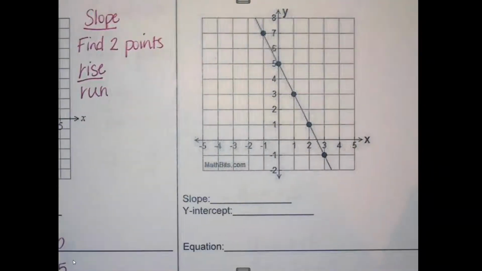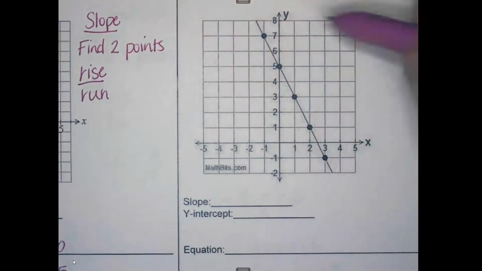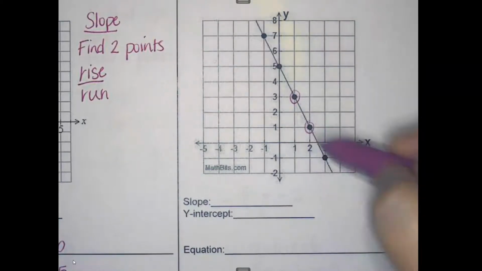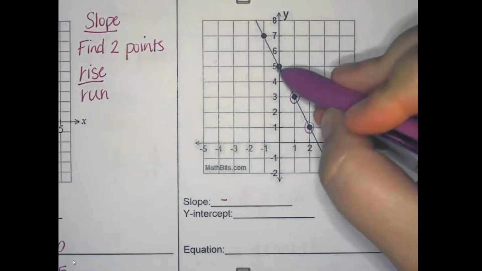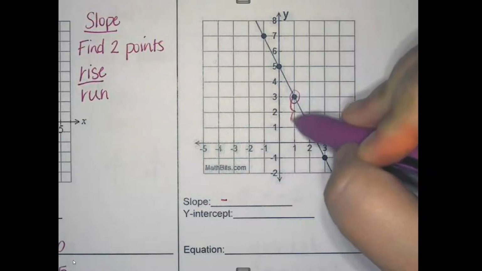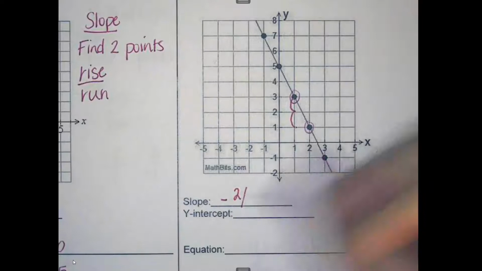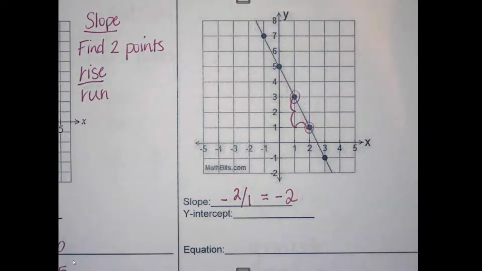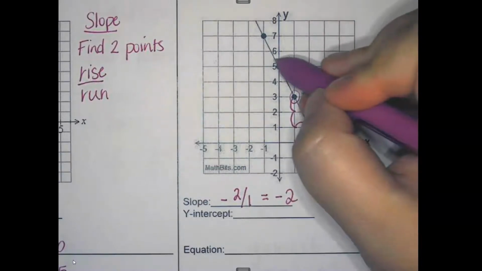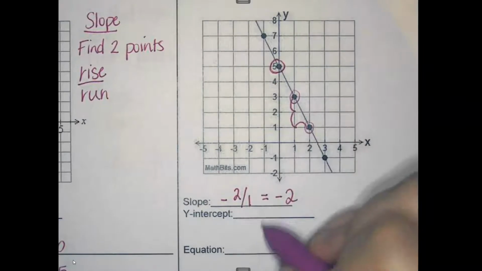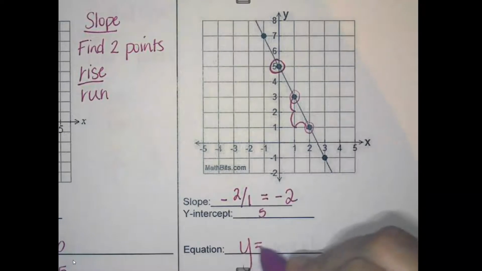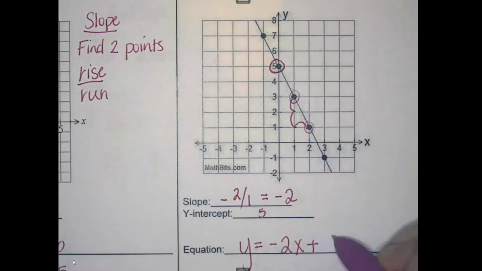All right, here's another one for us to look at. Find 2 points. I can see my line is going down, so it is negative. And it went down 2 and ran 1. So again, I have a slope of -2. My y-intercept is where it crosses the y-axis. It's 5. So y equals my slope, which is -2x, plus my y-intercept, 5.